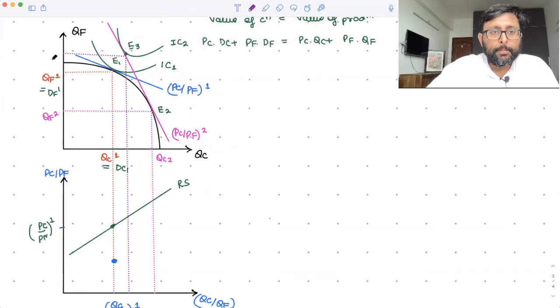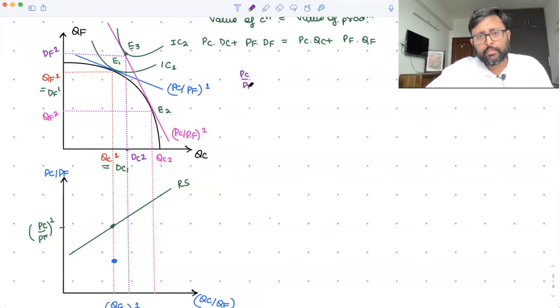So what has happened? You are consuming DF2 of this, and you are consuming DC2 of this, right? When the relative price of cloth has increased, the relative consumption of cloth has decreased. Why am I saying this? When the relative price of cloth, PC by PF, has increased, the relative consumption of cloth has decreased.